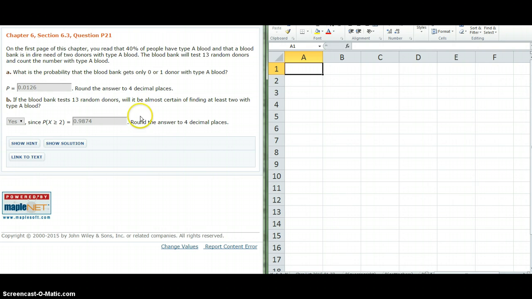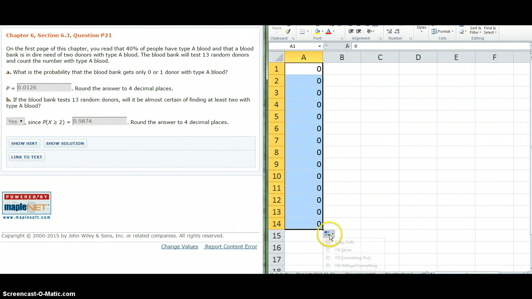So we would have 40% have type A blood, and we need 2 donors. I'm actually going to do it real quick with a spreadsheet here to give you an idea of how we could get these answers and much more very quickly. I'm going to fill down to cell 14, click on this and fill series. What that'll do is just make each one go up by 1.